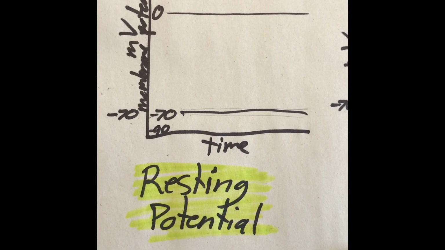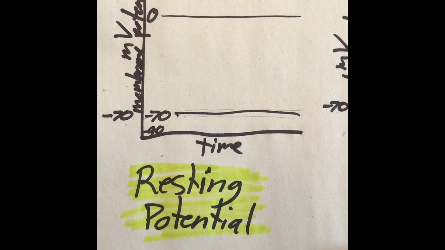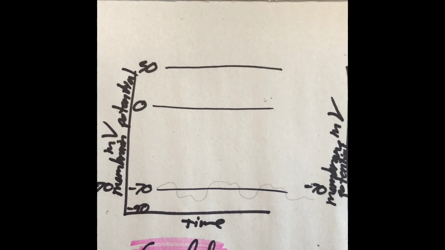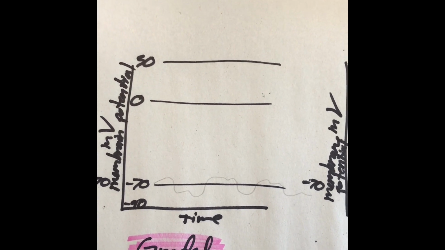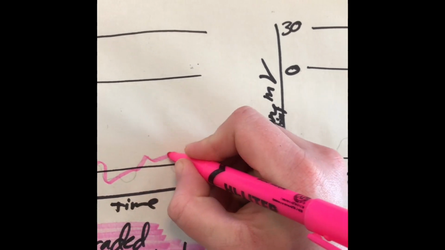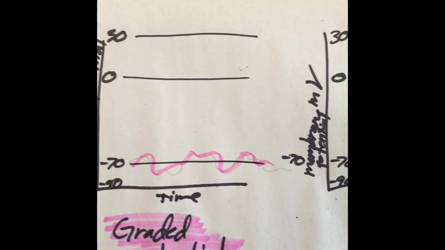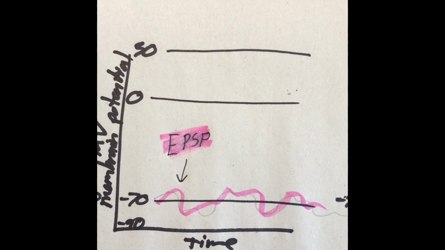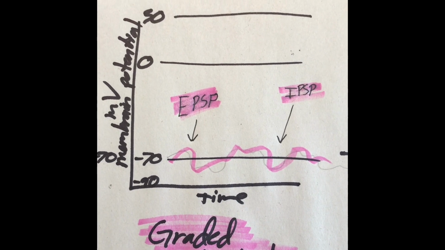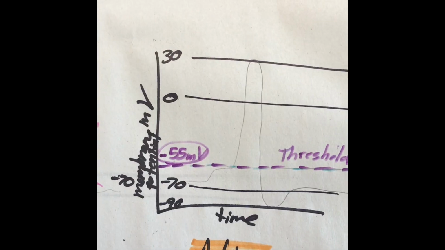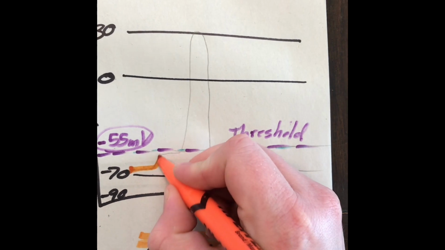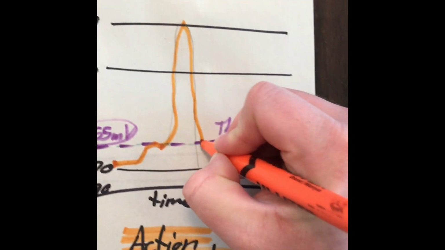The membrane potential is maintained at negative 70 millivolts. Graded potentials vary in size depending on the intensity of the underlying stimulus. EPSPs are increases to membrane potential. IPSPs are decreases to membrane potentials. If summation leads to threshold at negative 55 millivolts, an action potential fires.